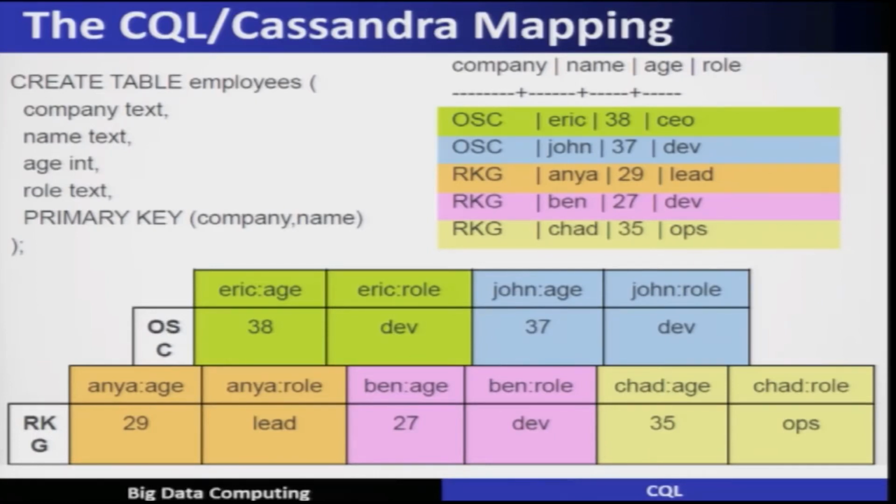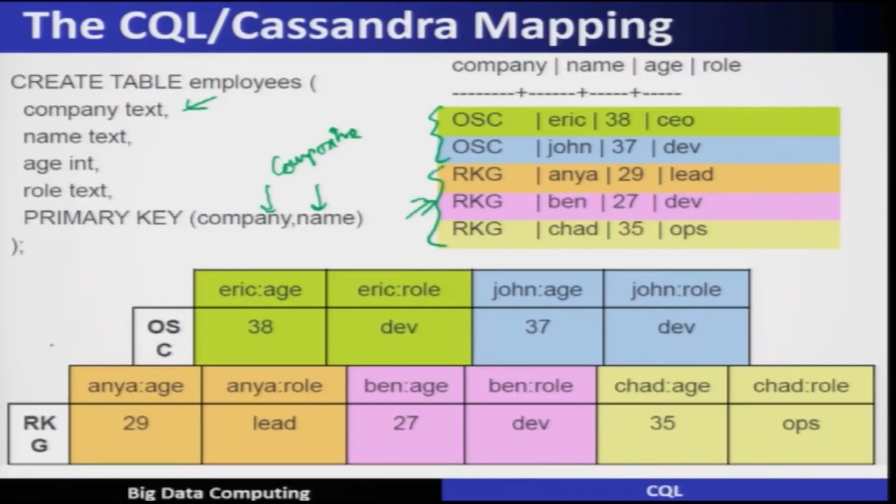Now, the next SQL example is one where we have added one more attribute called company, and the primary key is now a composite key. Let us see what the table or column family will look like. There are 2 tuples with the OSC company name, and 3 tuples with the RKG company name. These 5 different tuples will be converted into 2 different row keys.